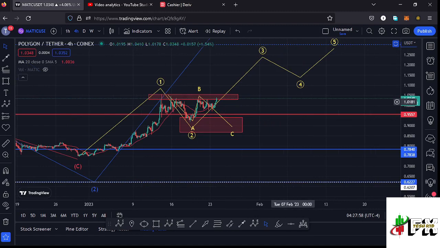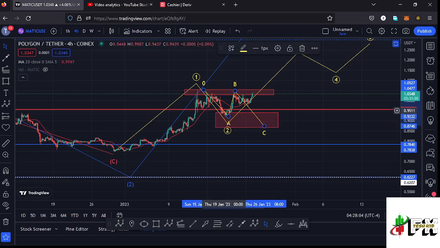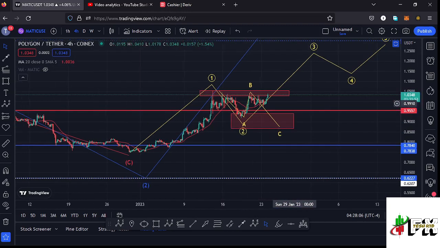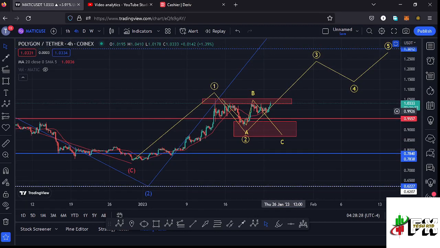And initially here on the charts, I was expecting one more new low in the formation of that wave C to fully maximize the formation of that second wave, but it seems like Polygon Matic has continued to gain a lot of momentum, and we are not going to see the formation of that wave C because you can see that the market today is a bit volatile and has continued to show a lot of strength to continue pushing even higher.